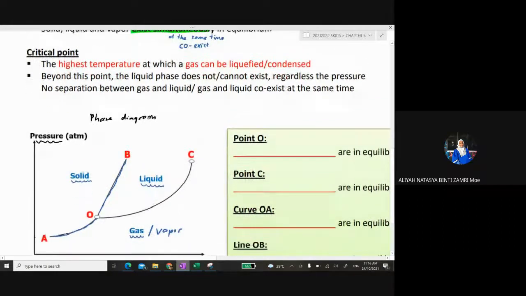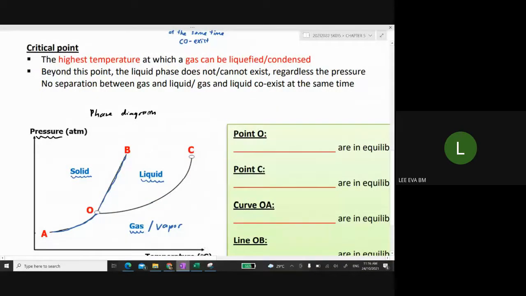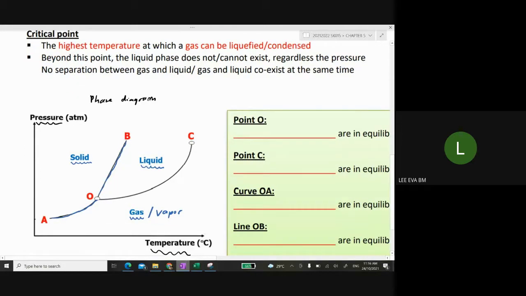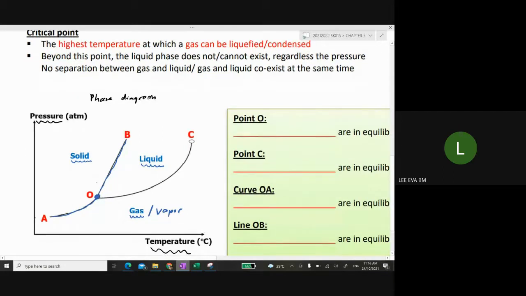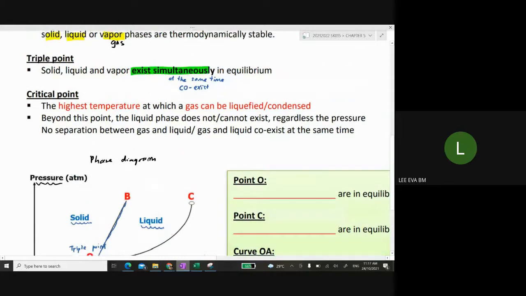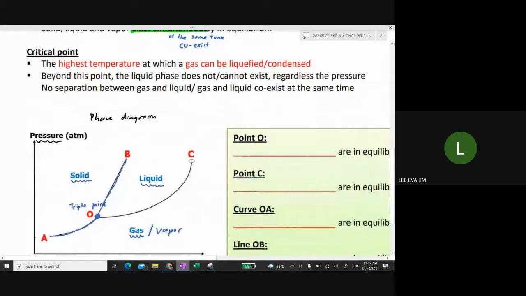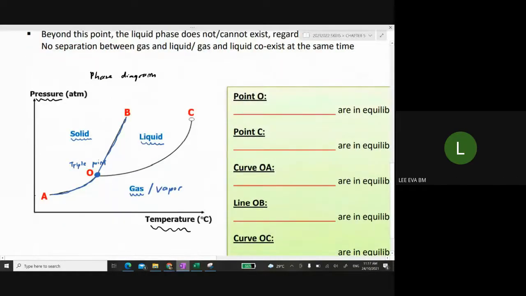Which point do you think sits in the middle between all three phases? Alright, it is very clear that this point O is your triple point, whereby you can find solid, liquid, and gas at the same time. So we go back to the definition again: solid, liquid, vapor exist simultaneously in equilibrium. Does everyone get it? Yes. Okay, so that one is the triple point. You can jot down inside the notes, so you label point O as the triple point.